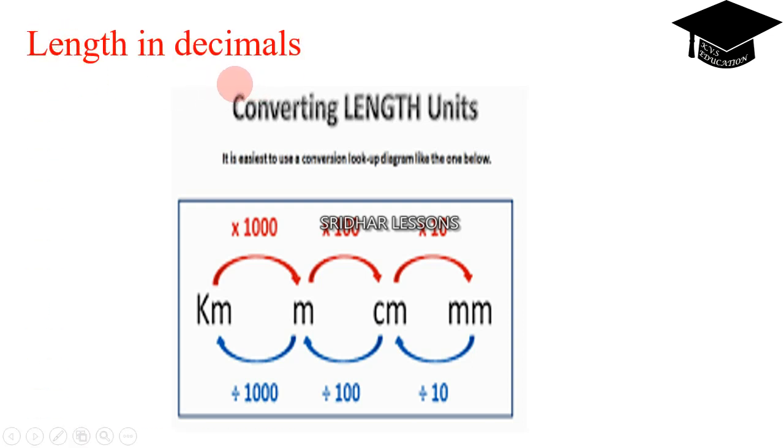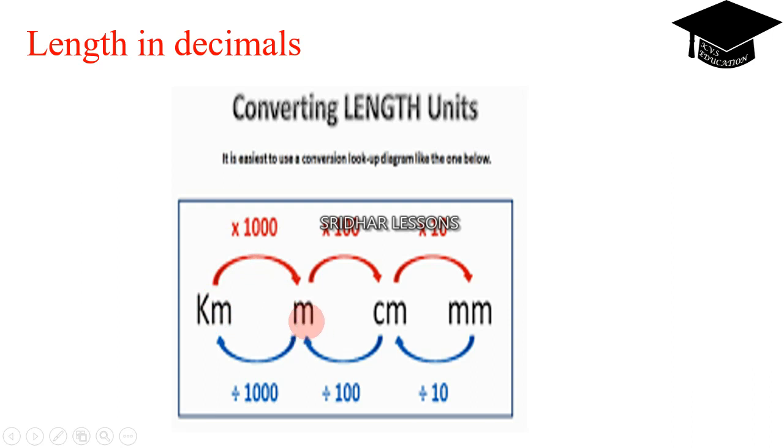Length in decimals. Here we will see how we are going to convert the length units. We have the length units: millimeters, centimeters, meters and kilometers. Kilometers can be converted into meters when we multiply the number by 1000. For example, 1 kilometer can be converted into 1 into 1000, that is 1000 meters.